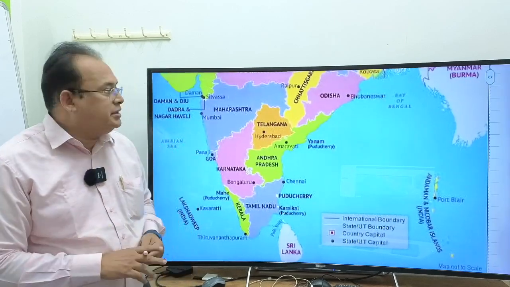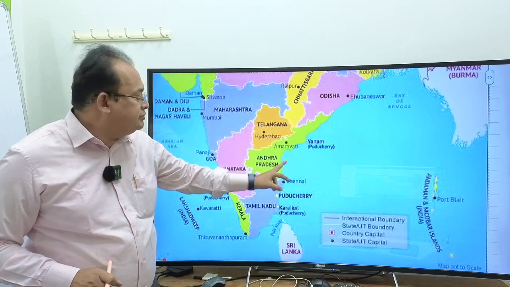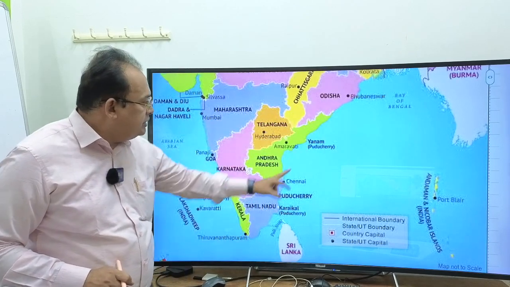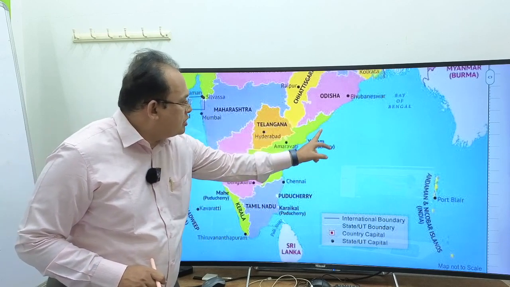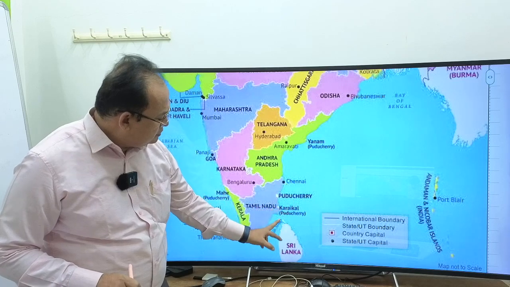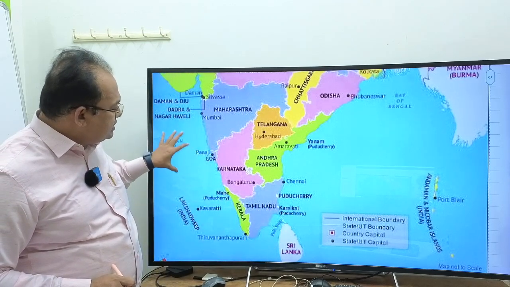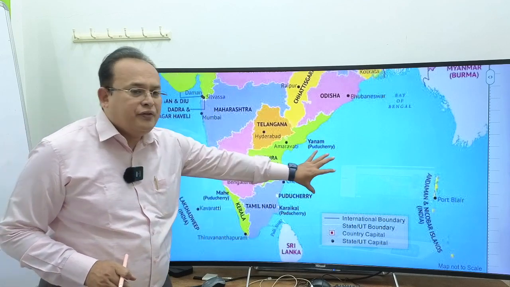As you are aware, this is a coastal area. This is all coastal area: the Arabian Sea, Indian Ocean, Bay of Bengal.